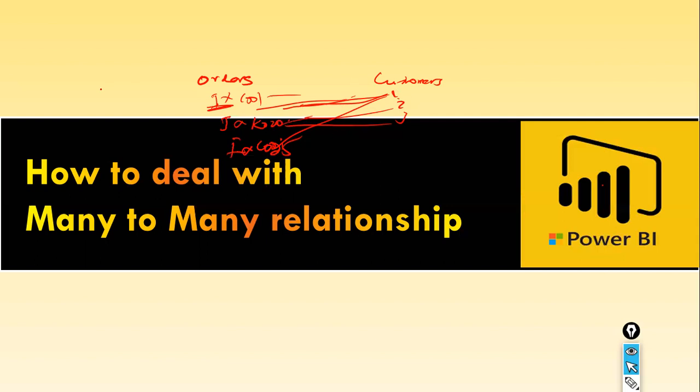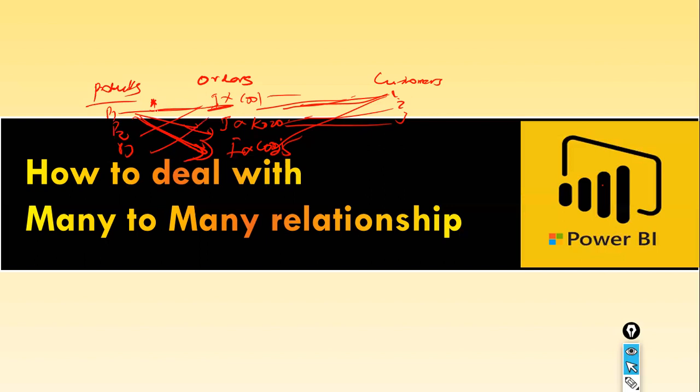Another example is products. Each order can contain more than one product, right? So product P1, P2, P3. A single order can have more than one product, and each product can be ordered in multiple orders. So these are products and orders, an example of a many-to-many relationship. Many-to-many relationship is a very common design, a common relationship that you encounter in most projects.